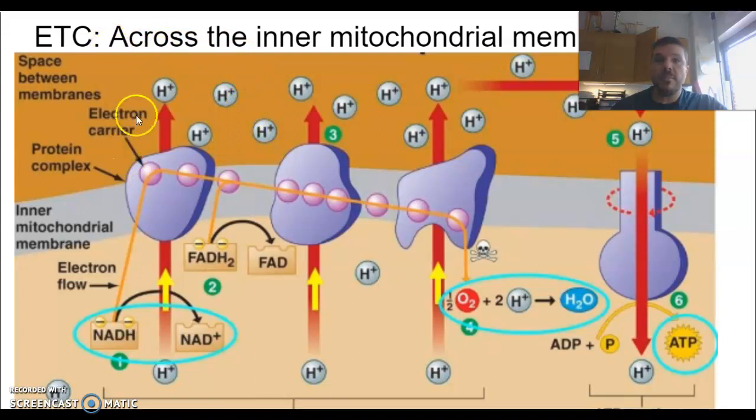Remember, we have that space in between the outer and inner membranes. This is the matrix here, so this is where Krebs cycle is happening. So this is where we're generating that NADH and FADH2. So we're going to be pumping hydrogen ions using that energy. And then at the end of this, we've got this excellent little electron acceptor that is very, very electronegative, so it really has a strong pull on electrons.